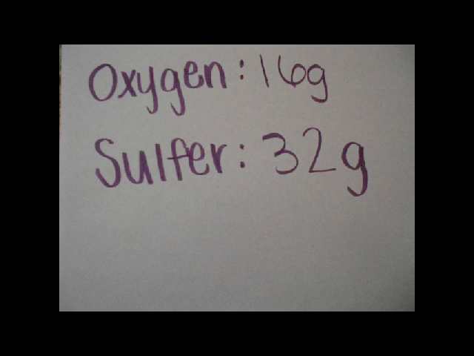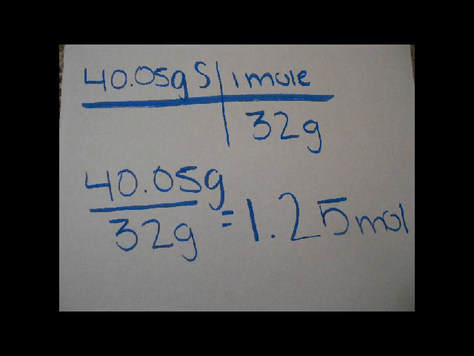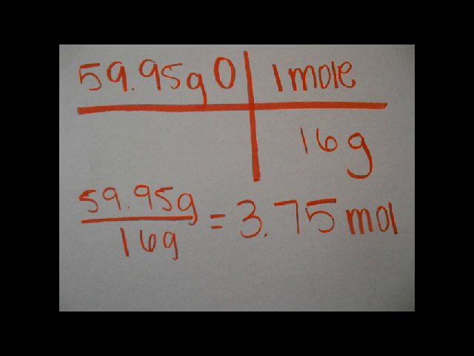To finish solving, you're going to need to know the molar mass of oxygen and sulfur. Oxygen has a molar mass of 16 grams, and sulfur has a molar mass of 32 grams. When setting up your problem, you want to have the grams of your element over 1 and then 1 mole over your element's molar mass. So I have 40.05 grams of sulfur over 1 and 1 mole over 32 grams of sulfur. 40.05 grams divided by 32 grams gives me 1.25 moles.